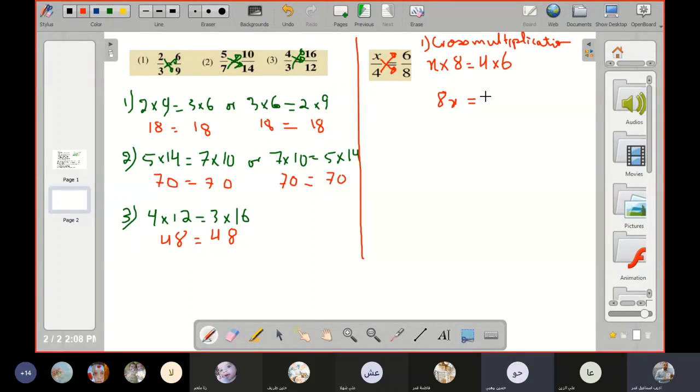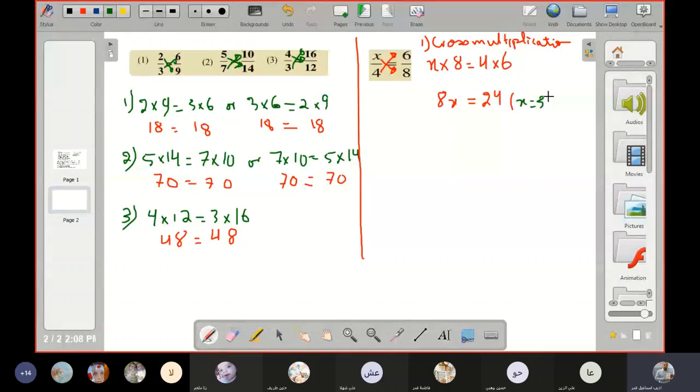Now we have 8x is equal to 24. So what is the number multiplied by 8 that gives 24? 3. So x here we can conclude directly, and x is equal to 3.